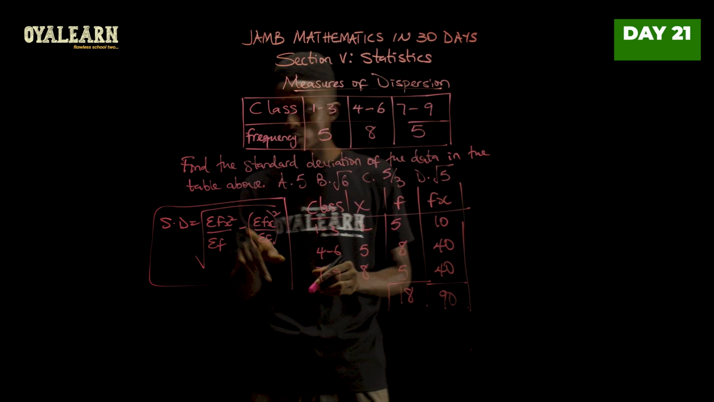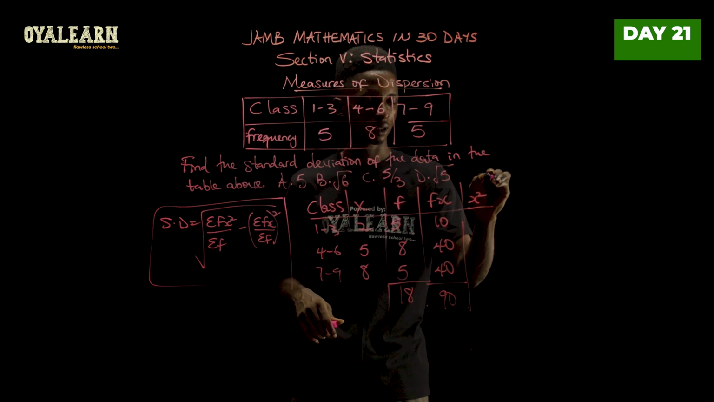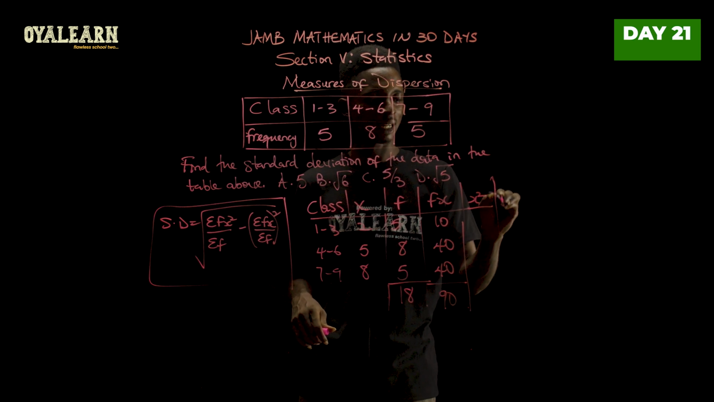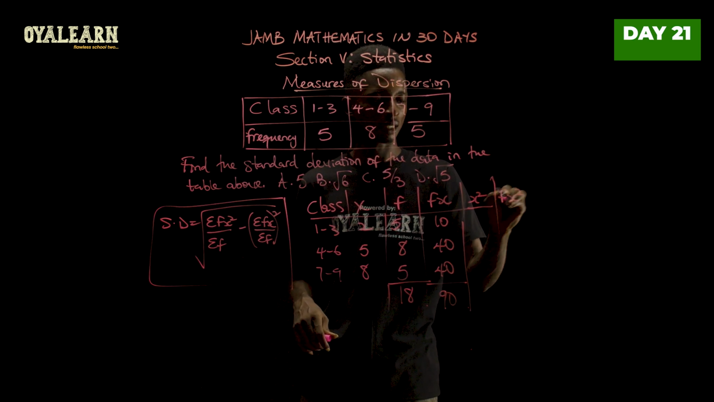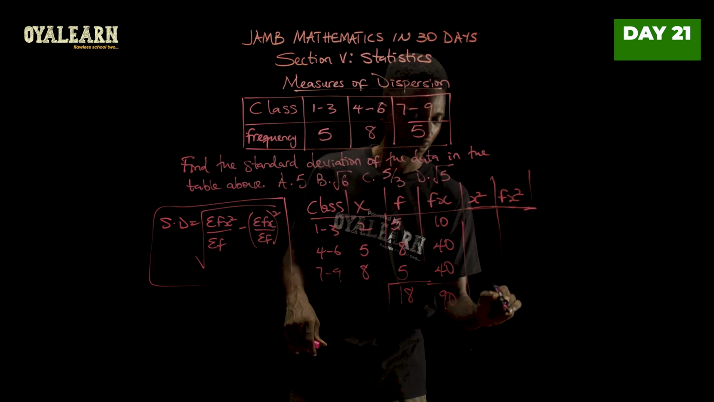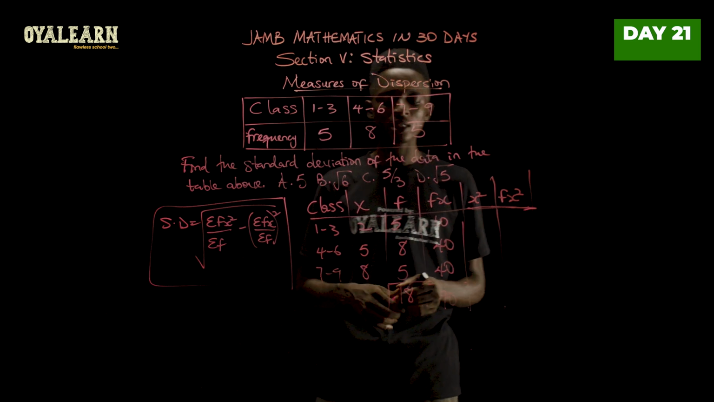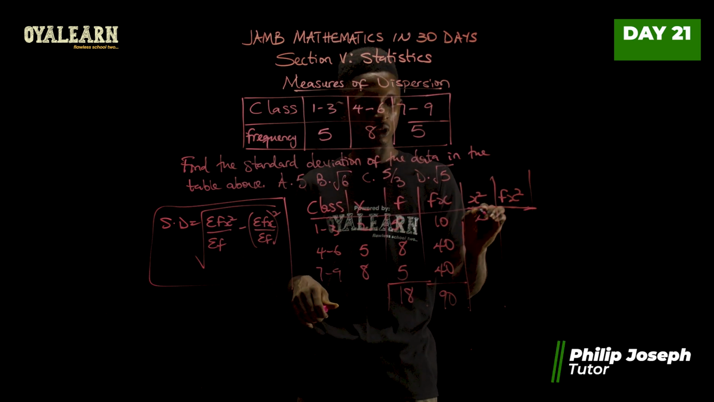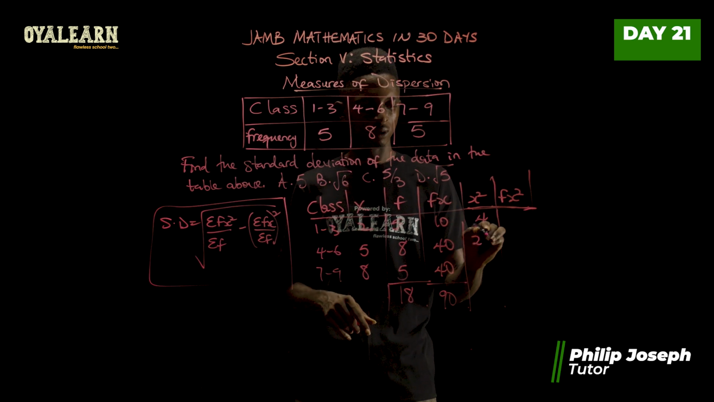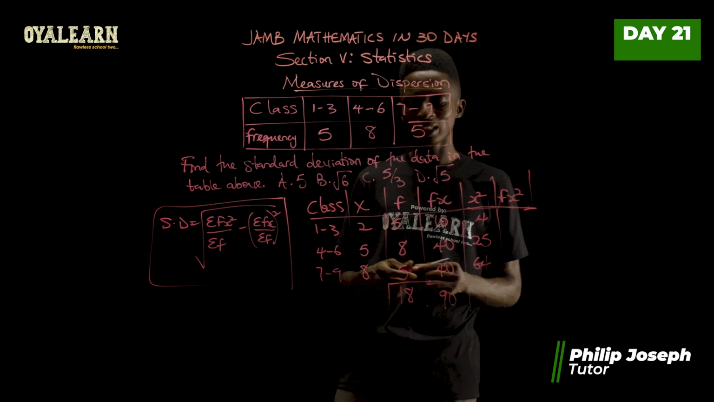Now we need x squared and then fx squared. So for x squared, we're going to square each of these. So 2 squared, that will give us 4. 5 squared will give us 25. 8 squared will give us 64. So now we need fx squared.